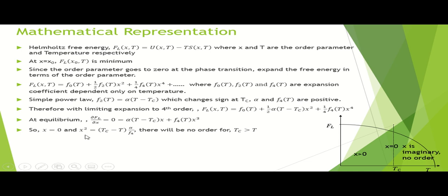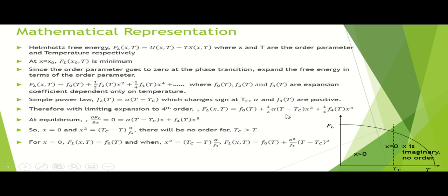So x is equal to 0, and then x has this value when the temperature is lower. This will be the x is equal to 0 point, and this x greater than 0 will be the case when T is less than Tc. Okay, so if you use x is equal to 0 in our original expression for FL, this term is 0, this term is 0, so you will simply have this f0. So that is what we have here.